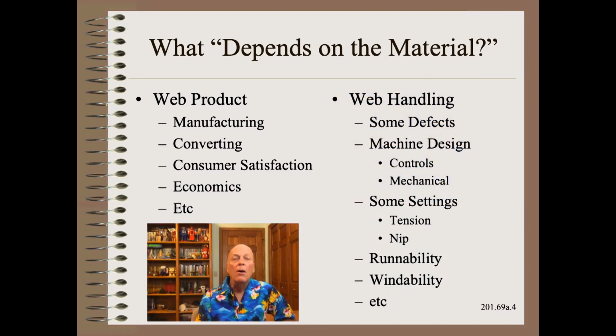Web handlers are also intensely interested in certain material properties. They inform us about which defects are most likely, and perhaps even how likely they will be. They inform us on how to design the mechanicals and controls and maintenance for our machines. They inform us on what settings to run on our machines. They inform us about runnability and windability.